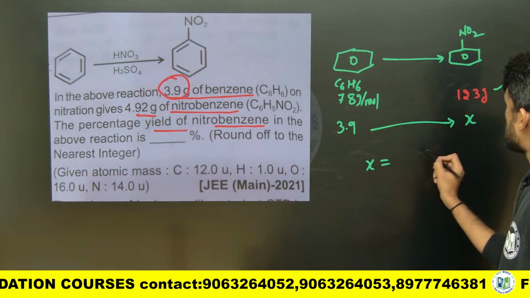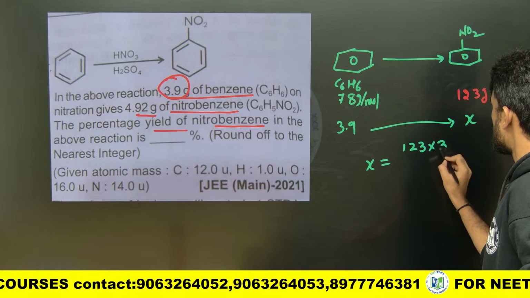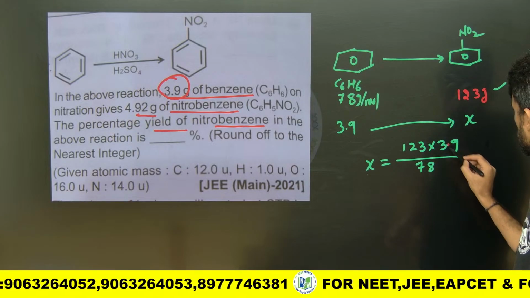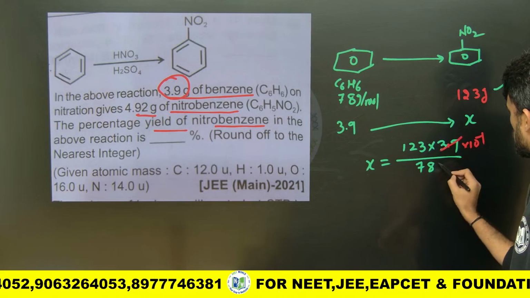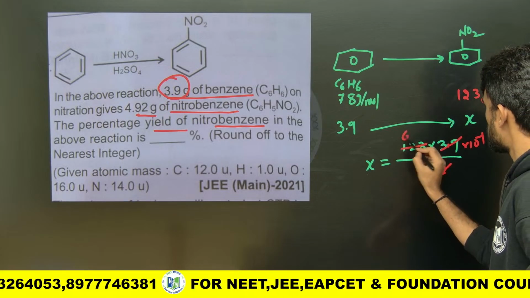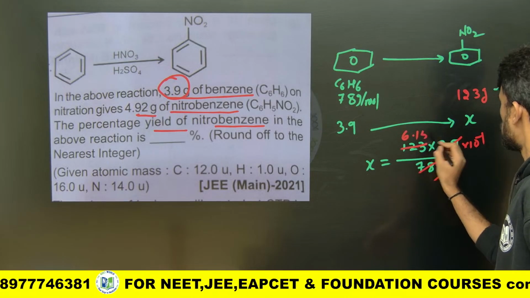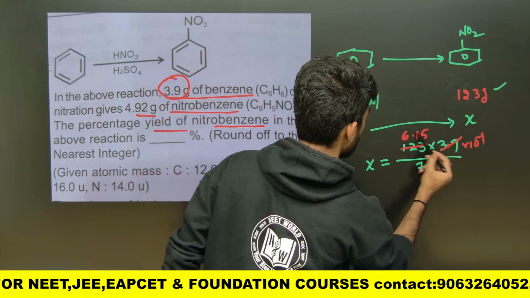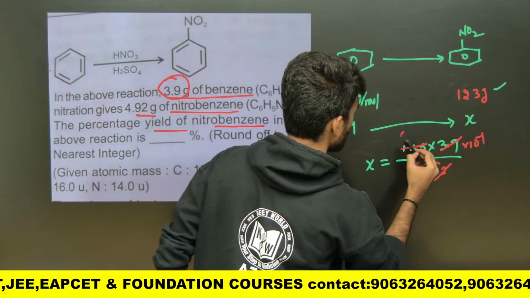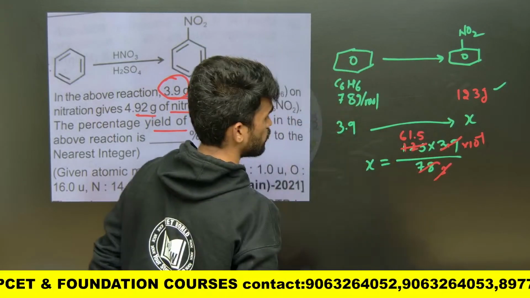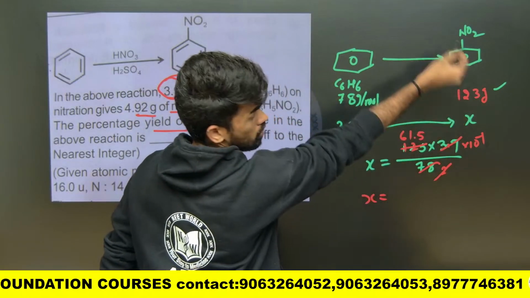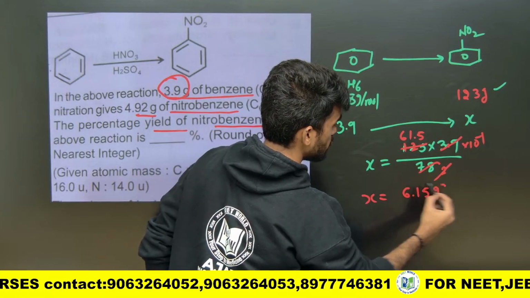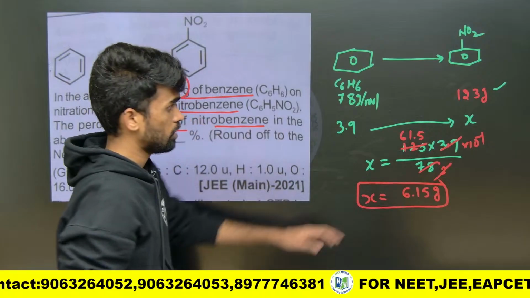So x will be how much? 123 into 3.9 by 78, okay. So I can cancel this, so this will be 2 times, so this will be 6.15, okay, like this we can write. So what is the weight we got here? We got 6.15, right. So the weight of nitrobenzene obtained during this process is 6.15 grams. This is the weight of nitrobenzene obtained theoretically.